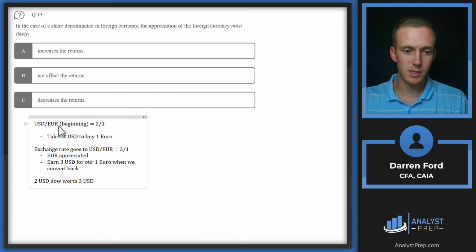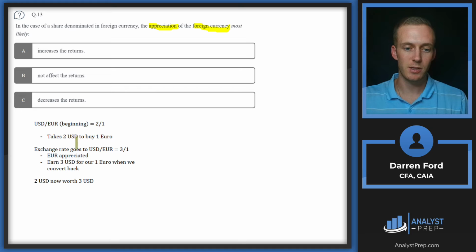So at the beginning, let's say the exchange rate is 2-to-1. So it's going to take me $2 to buy €1, or that'll be the conversion rate that we're getting for these shares. So at the end of the period, our foreign currency, the euro, is appreciating. So we've got appreciation of the foreign currency. That's going to mean that the exchange rate that we quoted, USD to euro, is going to increase. So let's say the exchange rate goes to 3-to-1. So now it's going to take us $3 to convert to €1.